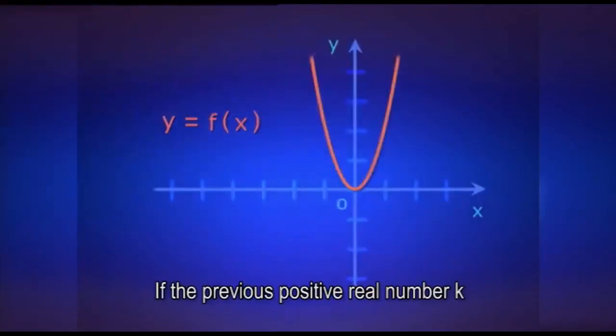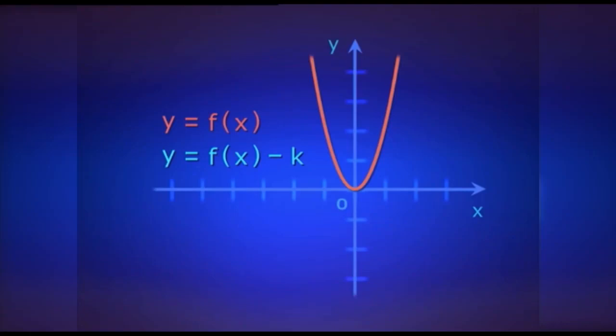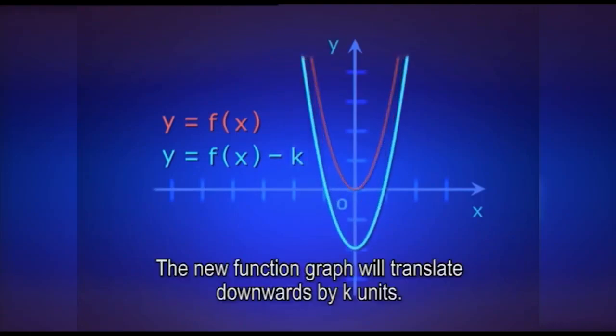If the previous positive real number k is subtracted from the function, that is, the dependent variable minus k, the new functional graph will translate downwards by k units.